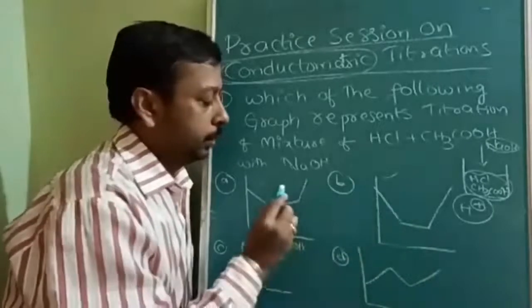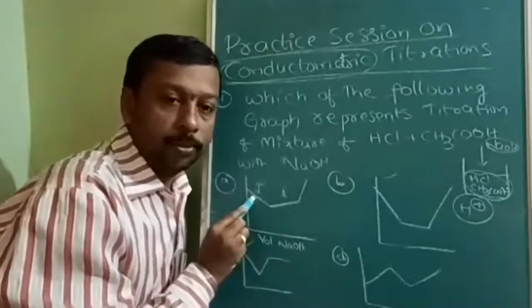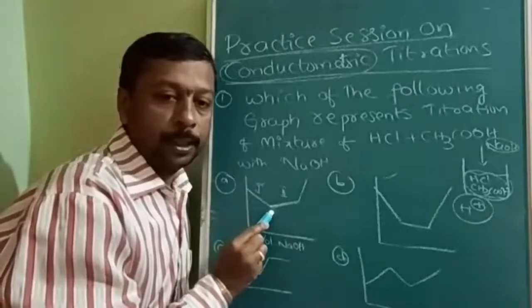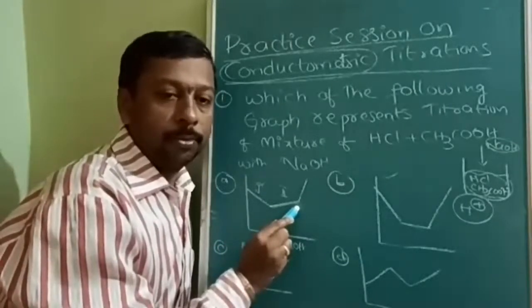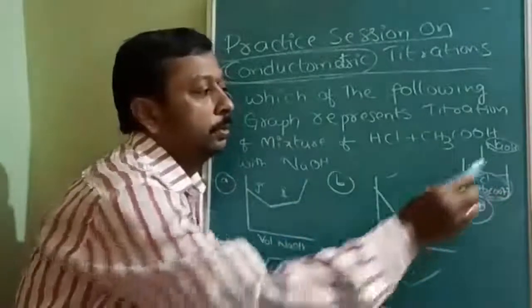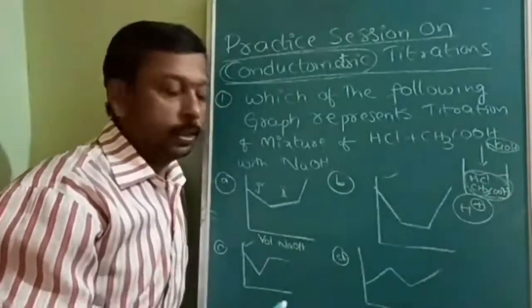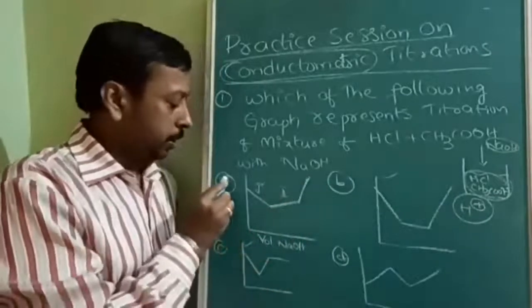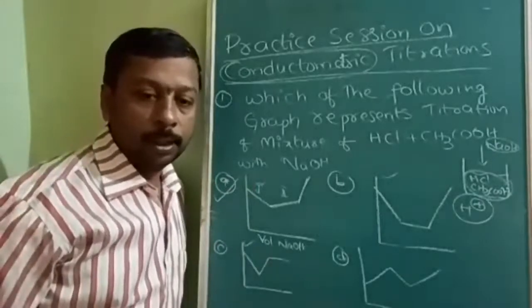Understood? This is region 2. This is region 1. Region 1 is complete neutralization of HCl by NaOH, which causes a decrease. The slight increase is due to conversion of acetic acid into sodium acetate. Once both are neutralized, then we are adding NaOH, so the number of OH minus increases, there will be a sharp increase. So which is the correct option? Our option A is correct. Is that understood? Any doubt about this?